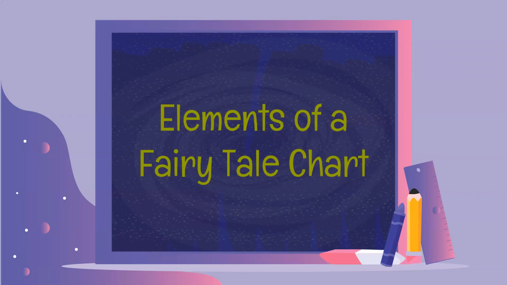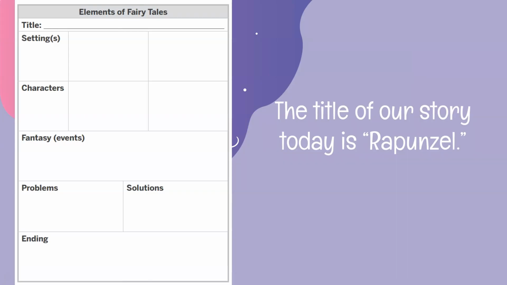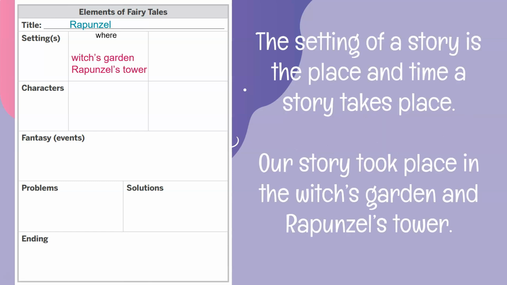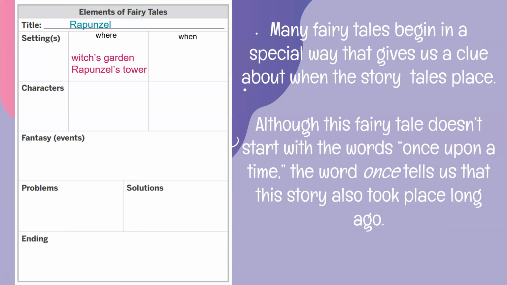So now, let's look at our elements of a fairy tale chart. The title of our story today is Rapunzel. The setting of a story is the place and time a story takes place. Our story took place in the witch's garden and Rapunzel's tower. Many fairy tales begin in a special way that gives us a clue about when the story takes place.